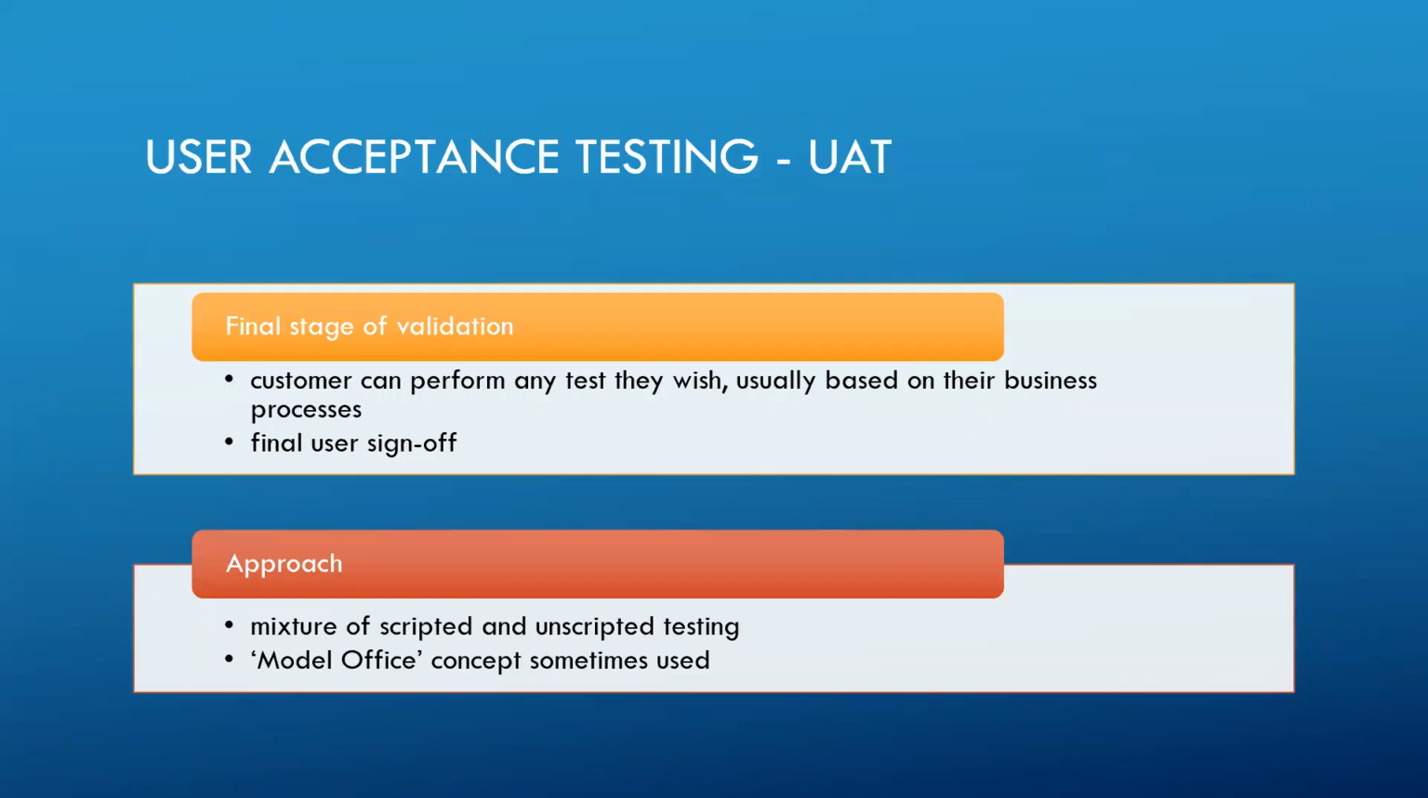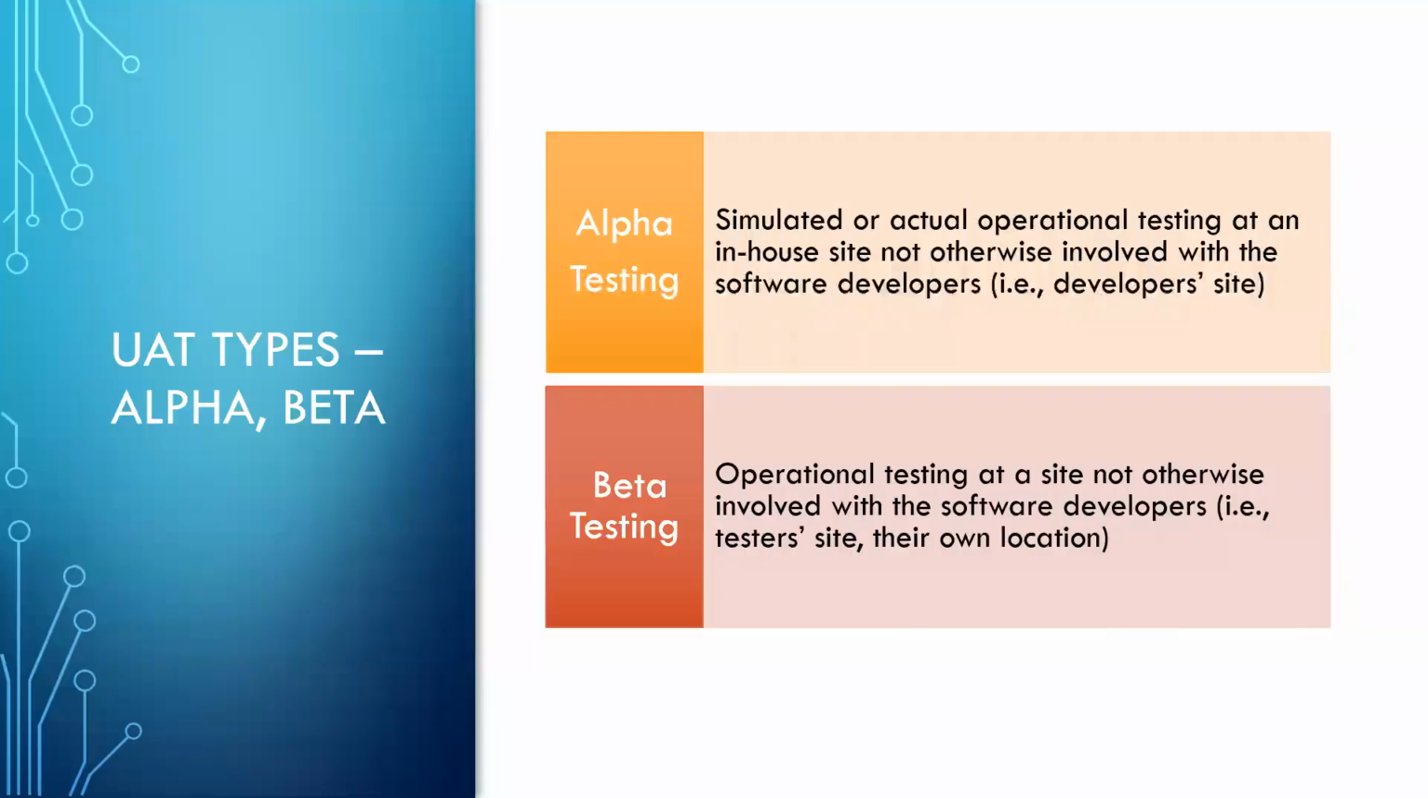So what are the approaches? A mixture of scripted and unscripted testing, and the model office concept is sometimes used. We were talking about alpha testing and beta testing, right? The model office concept considers two types of testing within user acceptance testing: alpha testing and beta testing. Alpha is simulated or actual operational testing at the in-house site, not by the developers. Developers will not be involved, and a separate team within the organization will be testing it.